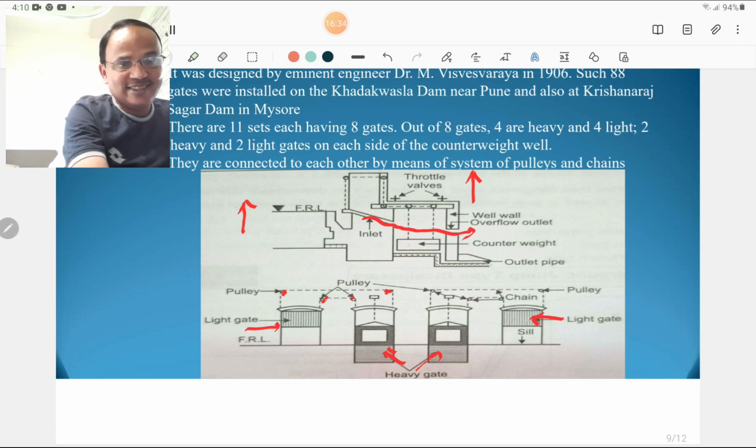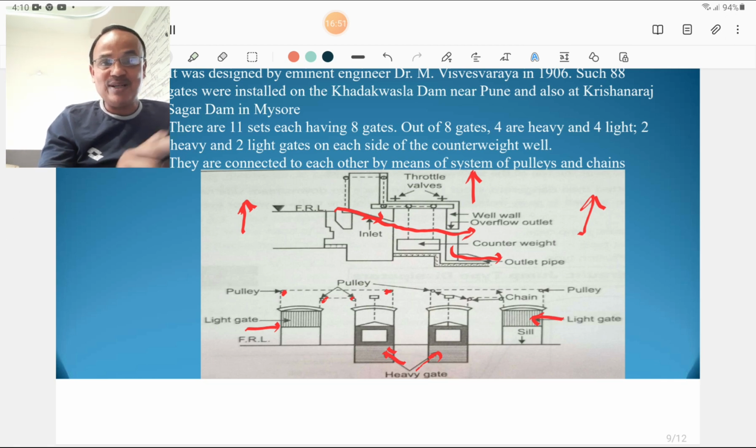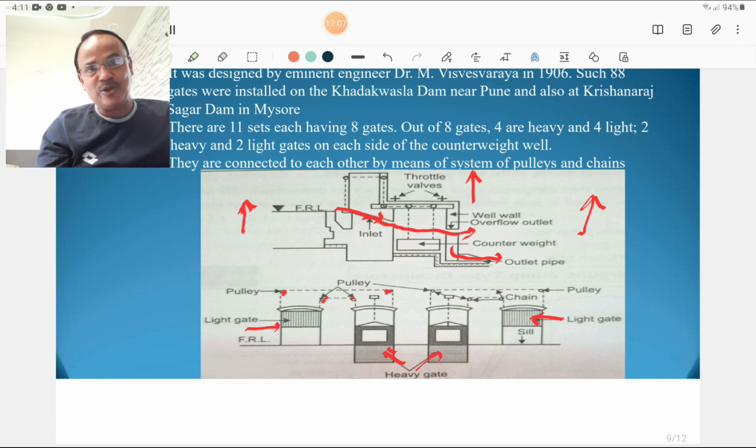This is the counterweight, and when water rises over the FRL, this counterweight also goes up, which allows the water to pass through that inlet, and this water goes to the downstream side with the help of outlet pipes. Such an arrangement is similar to the Renault gate, but here there are sets of gates, and each set consists of 8 gates. Of those 8 gates, 4 are light and 4 are heavy, and such a system is shown here in this figure. So you must know all these parts for your MCQs.